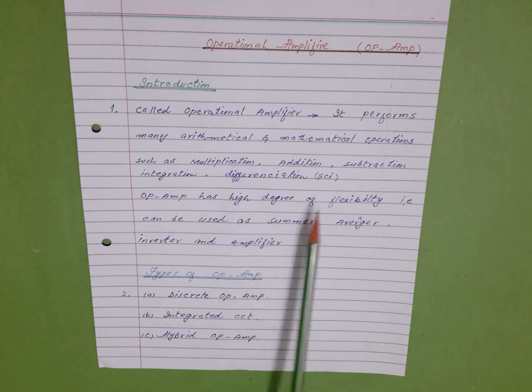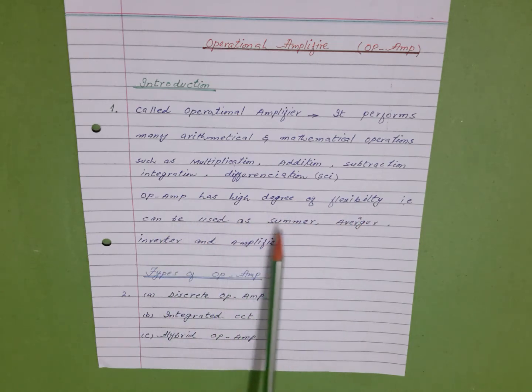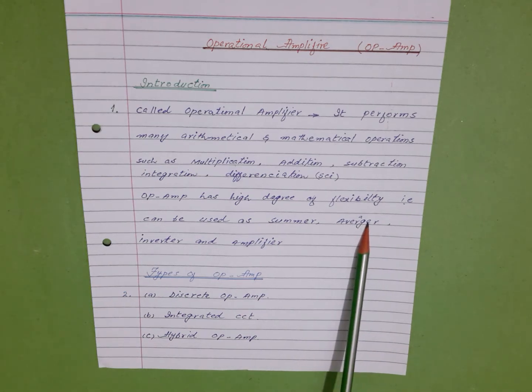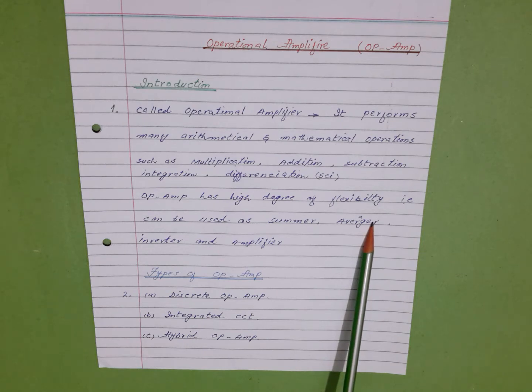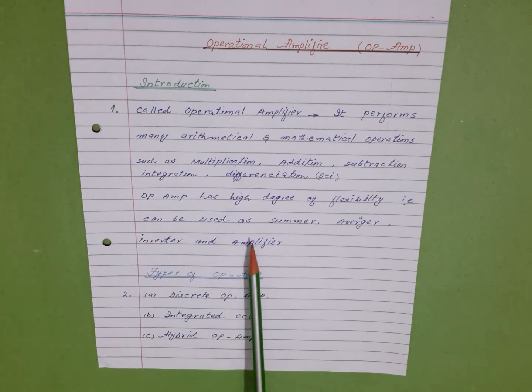Op-Amp has a high degree of flexibility, that is, it can be used as a summer. It can sum up 3 or 4 voltages, can find out the sum of all these voltages, can be used to find out the average of 2 voltages, 3 voltages, 4 voltages, can be used as an inverter and of course an amplifier.